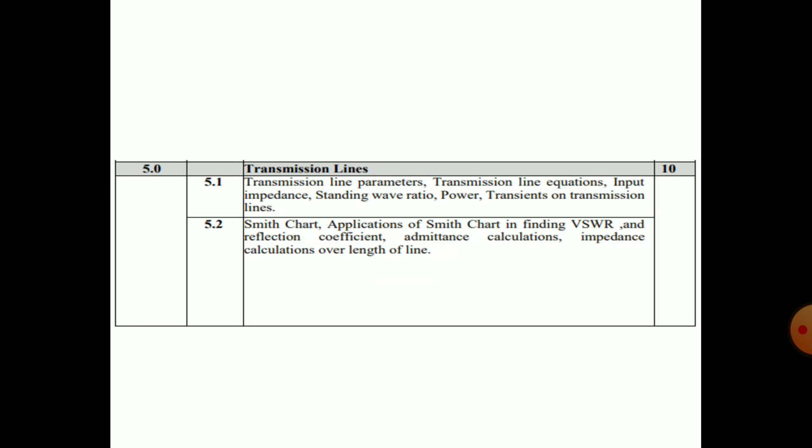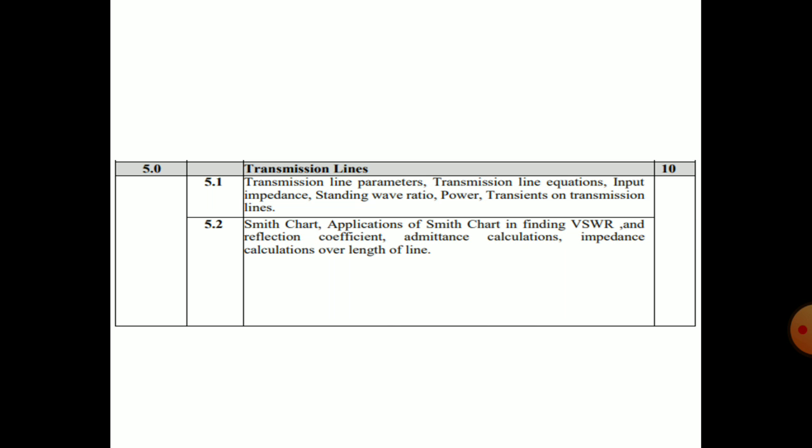Next part is transmission line. This transmission line part is important for electrical engineers and electronics engineers, because we have to use transmission lines for transferring information from one point to another point over a long distance. So transmission line parameters, transmission line equations: if the charge is moving from one point to another over a far distance, then we can use a transmission line.